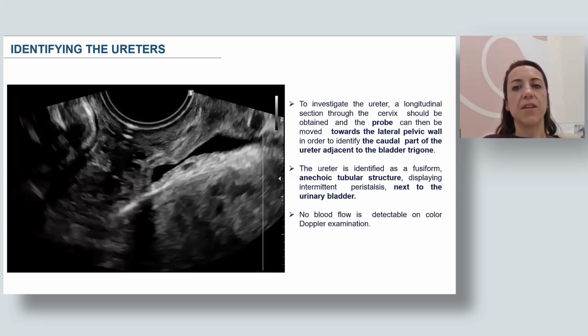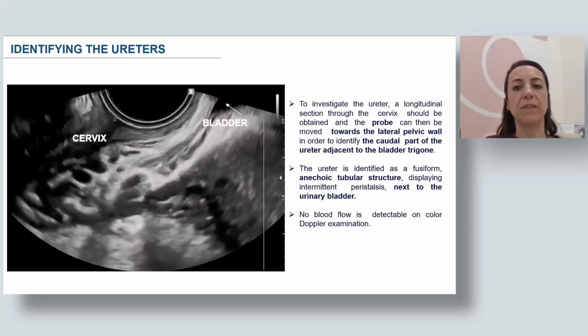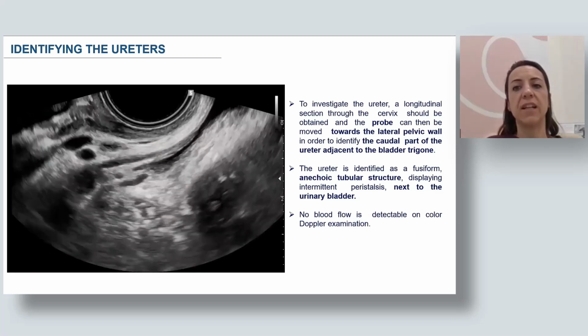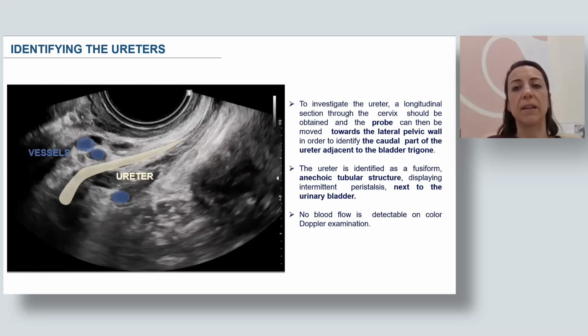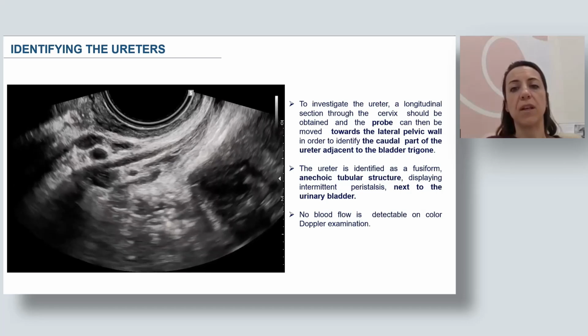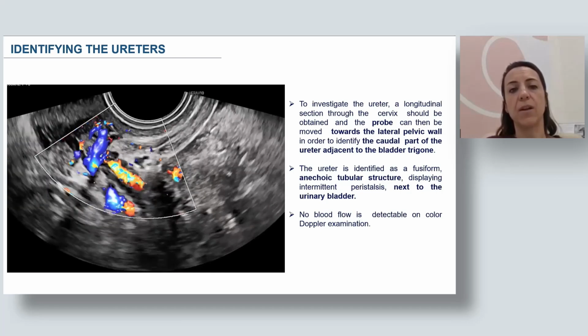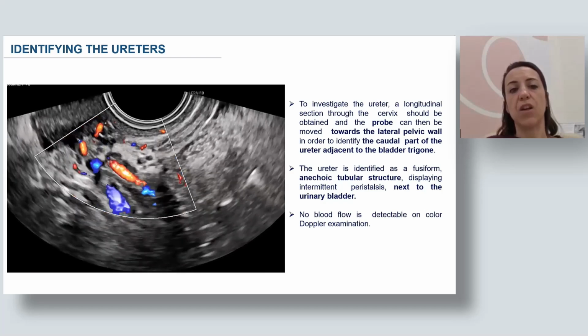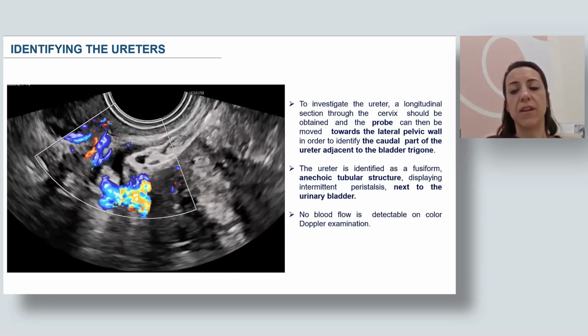To investigate the ureter, a longitudinal section through the cervix should be obtained, and the probe can then move towards the lateral pelvic wall in order to identify the caudal part of the ureter next to the bladder. The ureter is a fusiform anechoic tubular structure next to the bladder. We can visualize the ureter here and the uterine vessels.